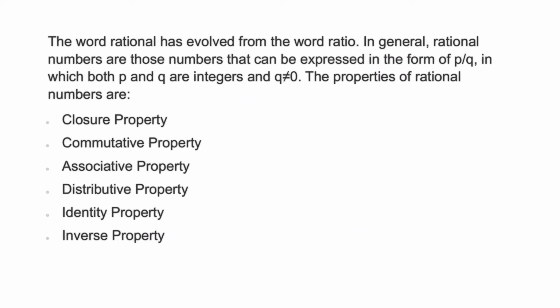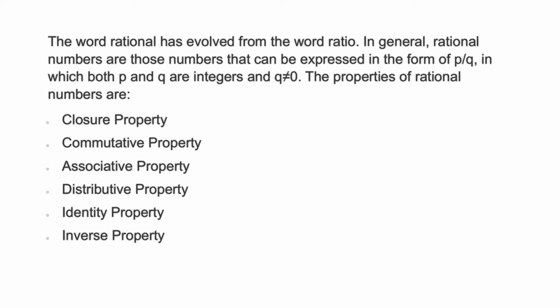The word rational is taken from the word ratio. Generally we can say that rational numbers can be represented in the form of P upon Q, where P and Q both are integers, and the denominator Q should not be 0.